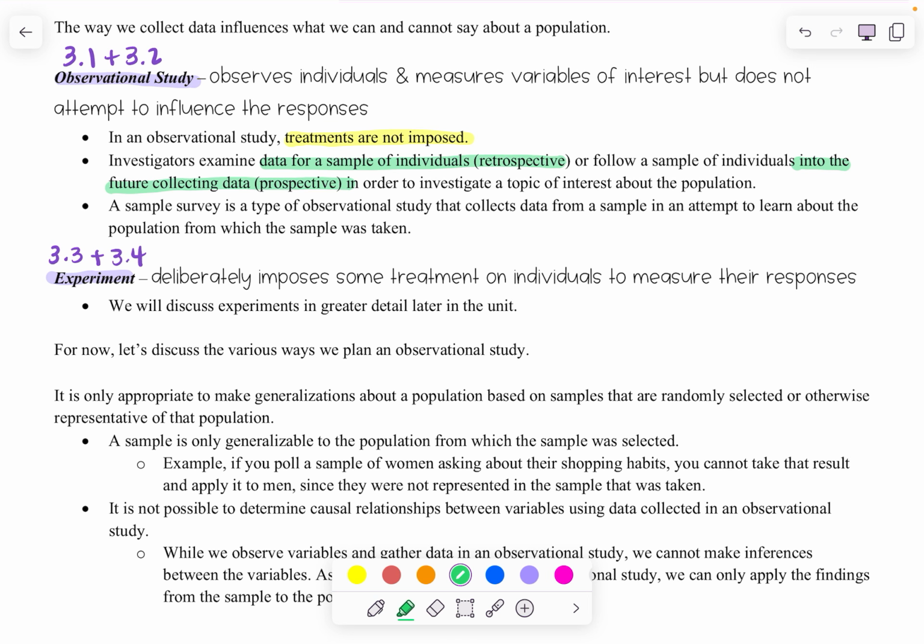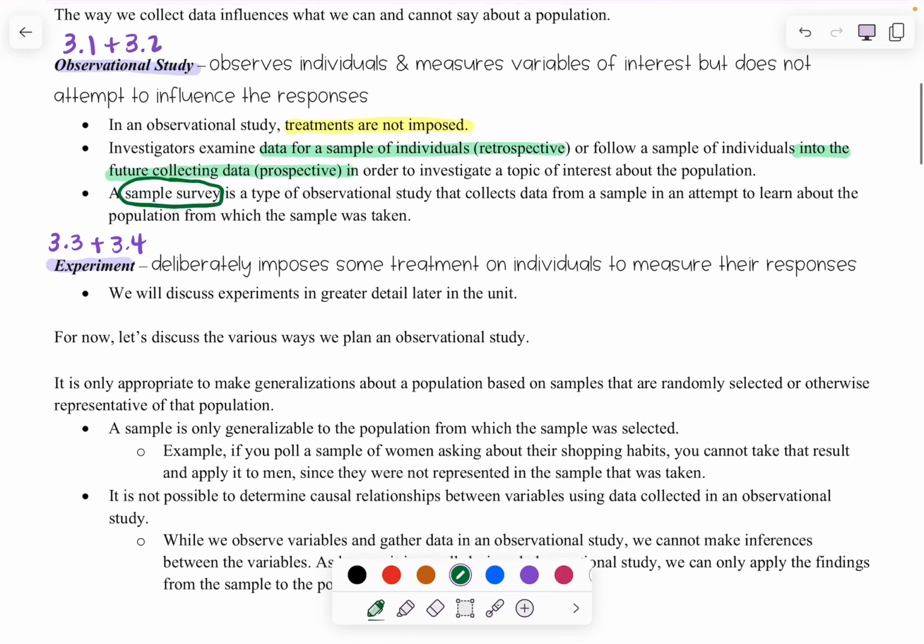The big idea that we focus on in stats is going in and taking sample surveys. So what we're going to discuss today are the different types of sample surveys you could have, and we're going to talk about the different types of bias you introduce by doing a sample survey. So it's basically an observational study where you're just trying to learn about the population.